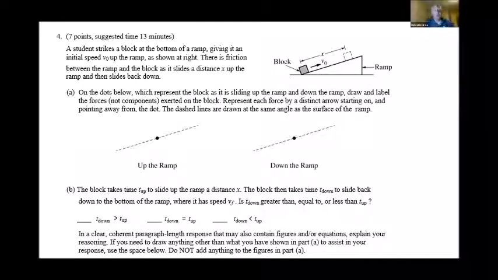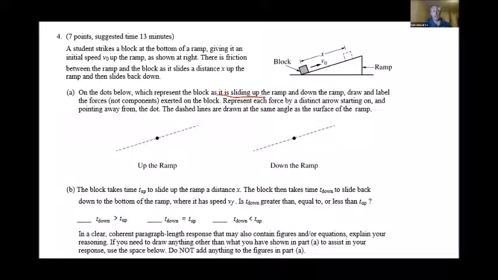All right, so we're on free body diagrams once again. So at first, somebody, let's just say, kicked the block, and the block is scooting up the ramp. And we want to show the forces acting on the block up the ramp and then on the way back down. Notice it says as it is sliding.